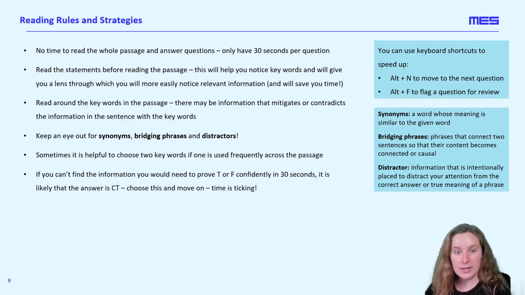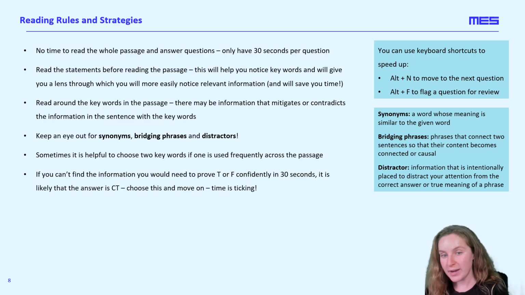Another thing you want to be keeping an eye out for is a distractor. So, information that is intentionally placed to distract your attention from the correct answer or true meaning of a phrase. Occasionally there will be a keyword in the first paragraph and it will say originally or initially, whereas the question will actually be looking for an answer about the long-term effect or the permanent effect or the consequences of that keyword. Later in the passage, it may come back to that keyword and tell you about those long-term consequences, but you may be thrown off by that initially or originally at the beginning.